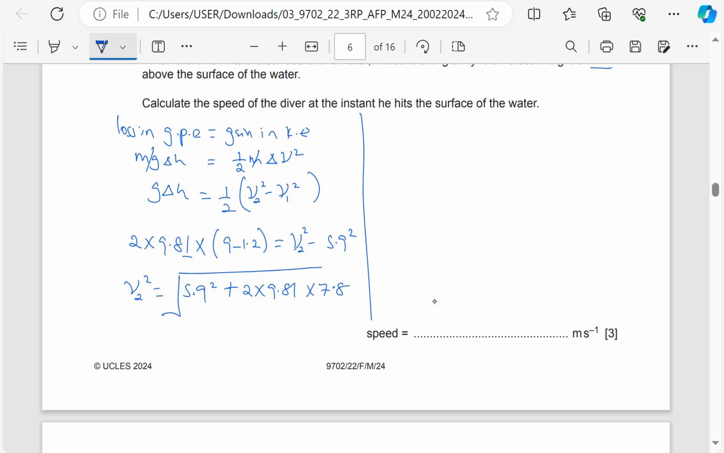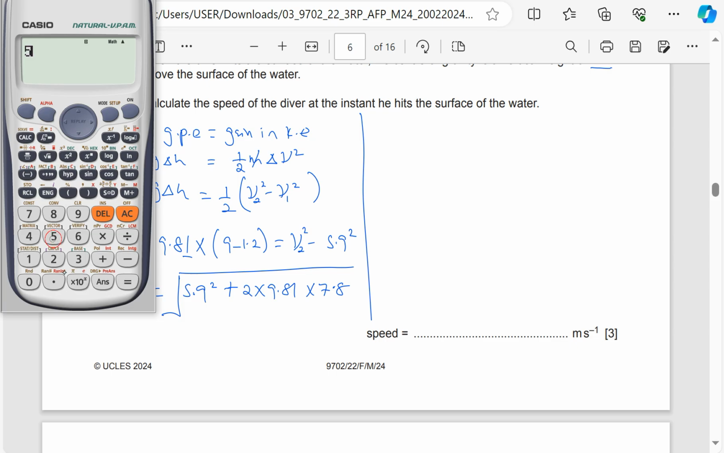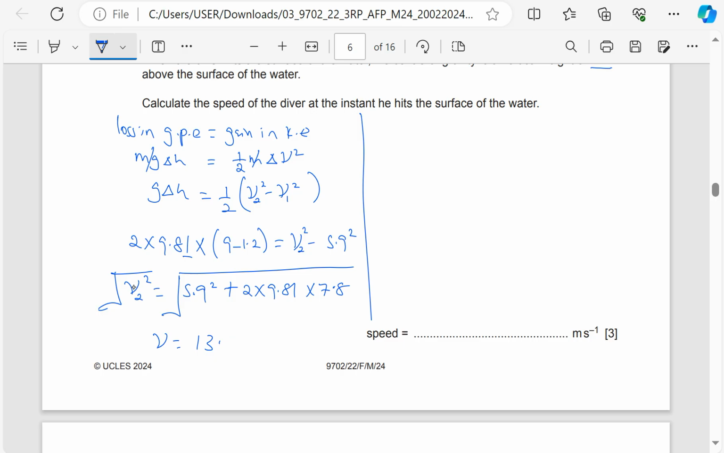I made v2 squared the subject, so I'm going to find the square root on both sides. So this is 5.9 squared plus 2 times 9.81 times 7.8. Then I find the square root of the answer. So v is going to be 13.7. The answer here is 13.7.